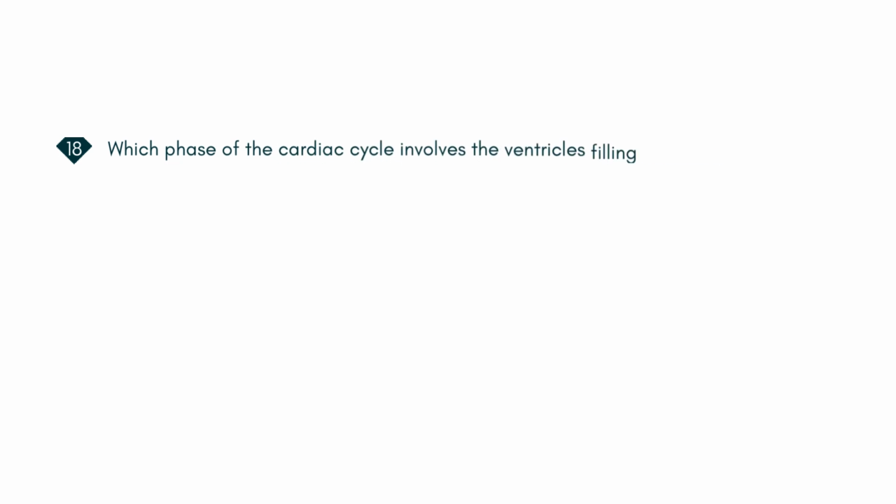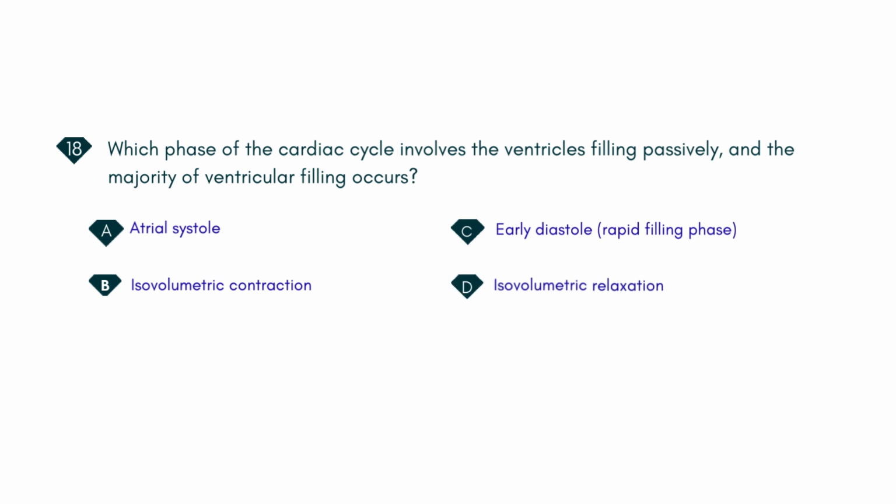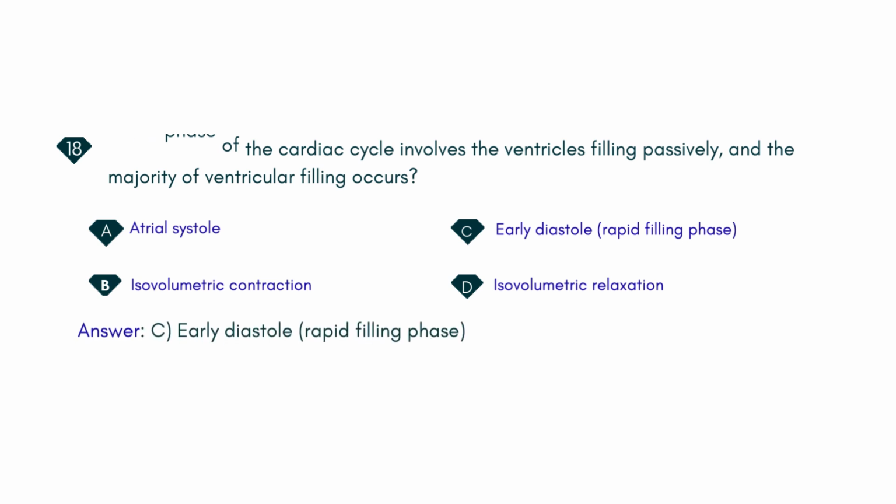Which phase of the cardiac cycle involves the ventricles filling passively, and the majority of ventricular filling occurs? A. Atrial systole. B. Isovolumetric contraction. C. Early diastole, rapid filling phase. D. Isovolumetric relaxation. Answer C. Early diastole, rapid filling phase.